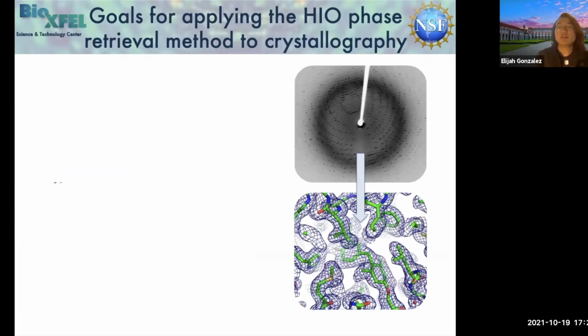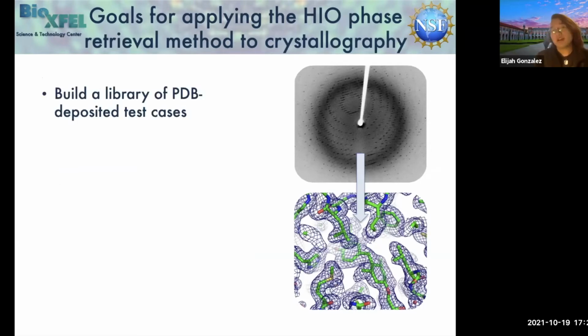What are our goals? Well, we'd like to build a library of PDB deposited test cases, and we'd like to compare whether or not this HIO method can actually reproduce the electron density structures that were already deposited in the PDB. In other words, when somebody deposits their PDB structure, they're also depositing the diffraction patterns that were produced.